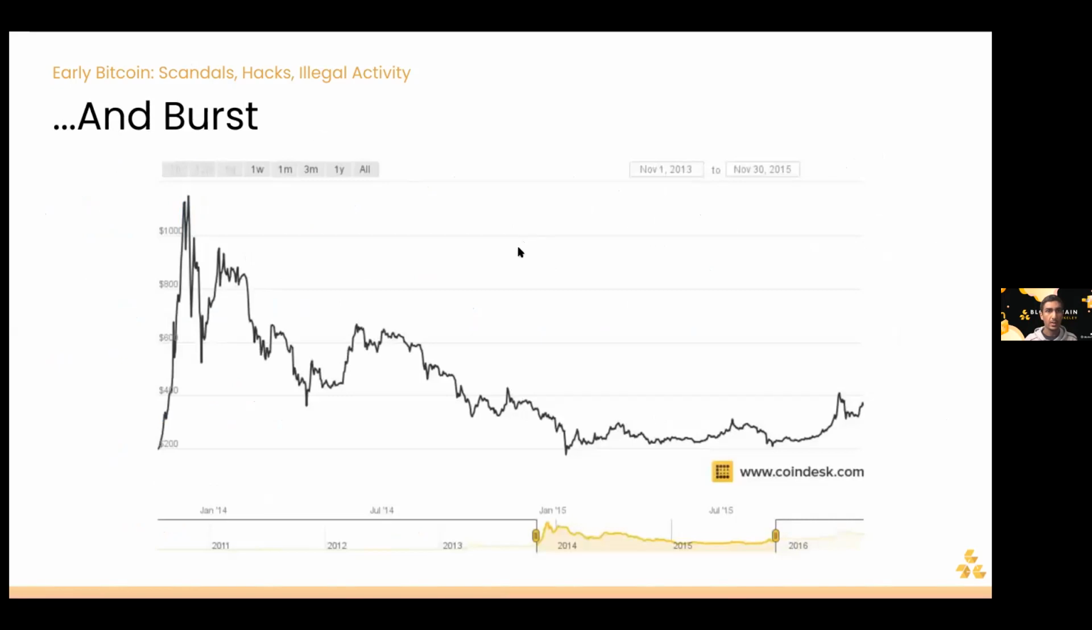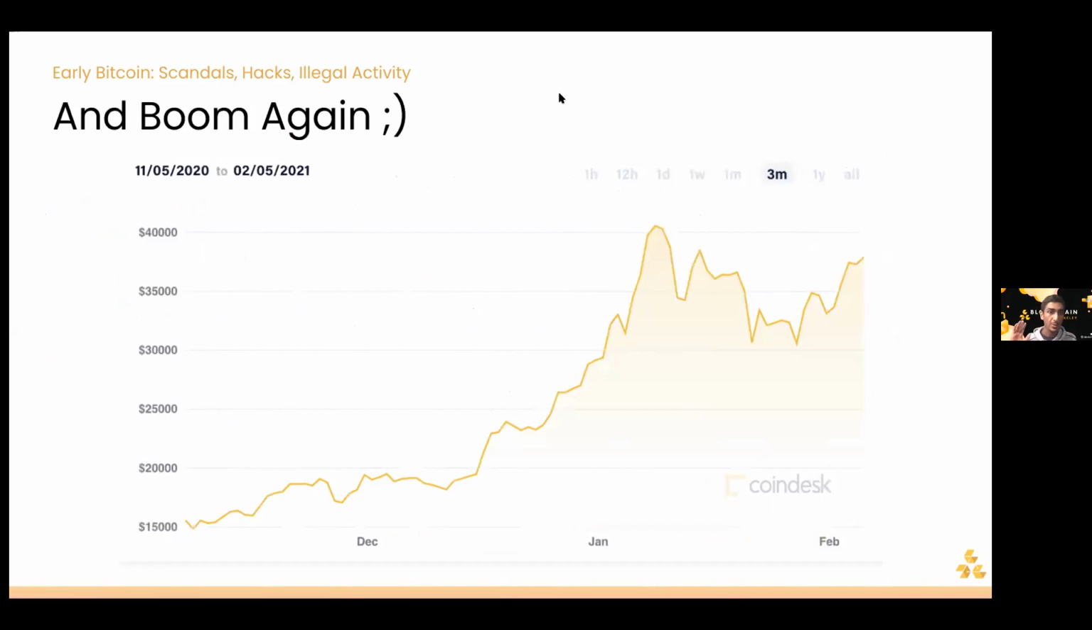So after that, there was a burst and the price kind of hovered around 200. And then there was another boom in 2017, and then there was a crash. And then now recently there's been another boom. This one is more because of institutional adoption. Elon Musk just bought $1.5 billion in Bitcoin. Fidelity, BlackRock, and all these firms have been buying Bitcoin as well.